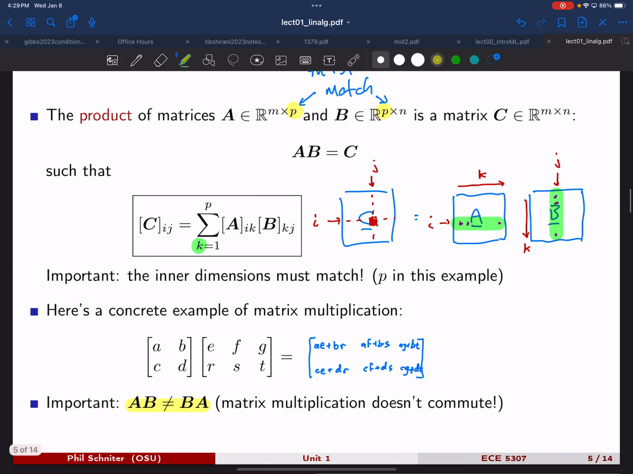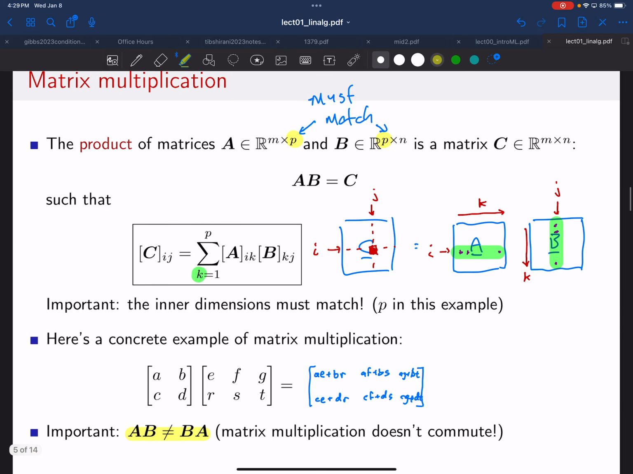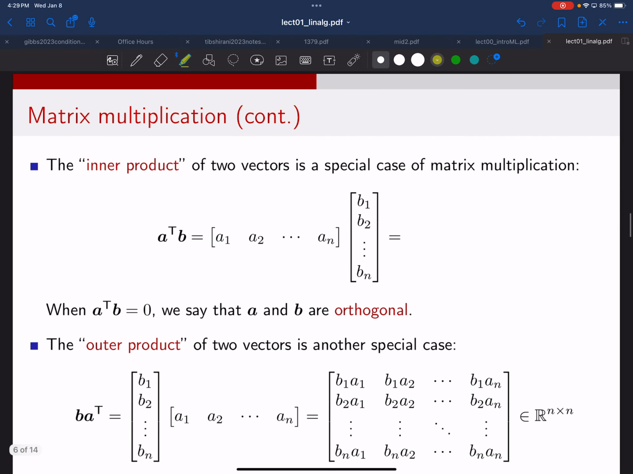So let's talk now about some special cases of this idea. The first special case is called the inner product. It's an operation that is performed on two vectors, in this case A and B. And these vectors, for an inner product, you always have the first in row form. That was what happens with this transpose. The second in column form, because there's no transpose.